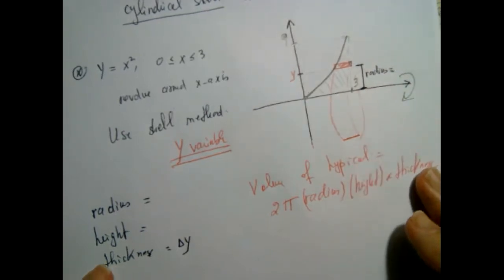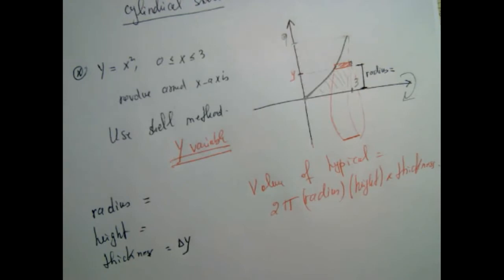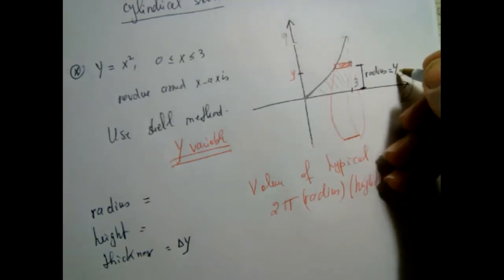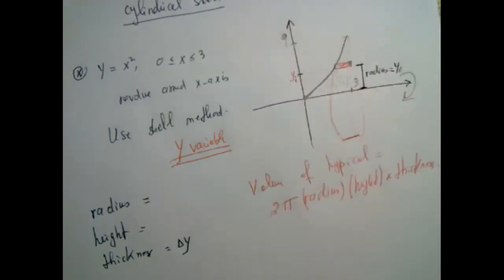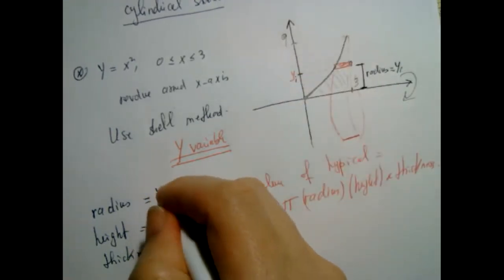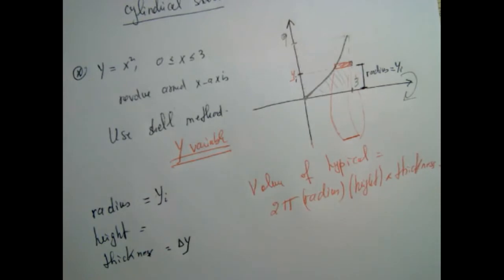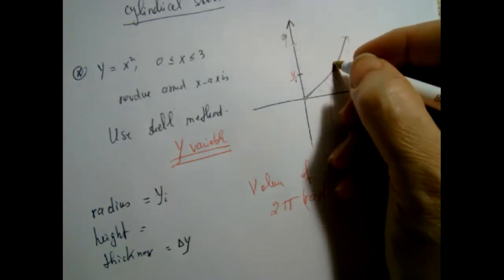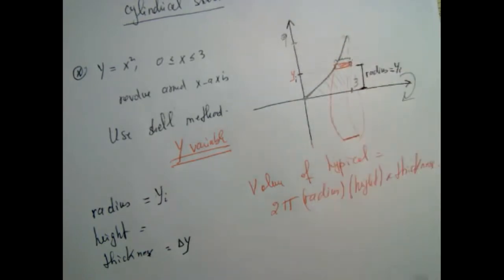It's equal to what? Look at the picture. Y is your variable. Y. How much? That's the y. Or yi. I mean, we used yi in this class. So the radius is going to be the yi. Now, what's the height? The height is from here to here. What is the height?